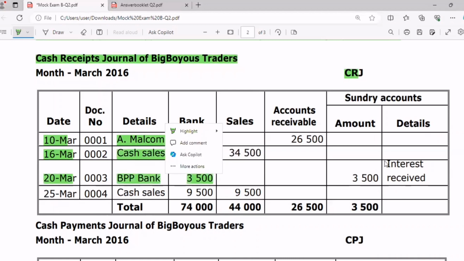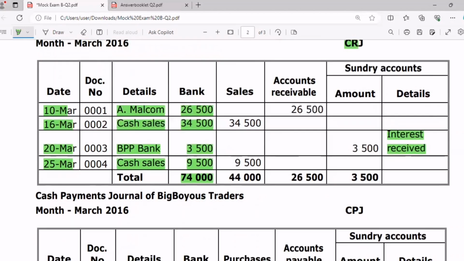Then on the 20th of March, we received 3,500 from BPP Bank. This relates to interest. We received the interest from the bank. And on the 25th of March, we received 9,500, which is related to cash sales. The total amount that was deposited into the bank during the month of March is 74,000. In this journal, we record all the cash that we received during the month of March. I hope you understand the CRJ.